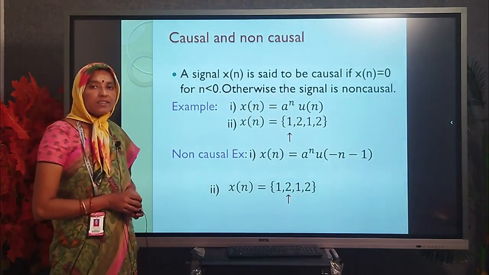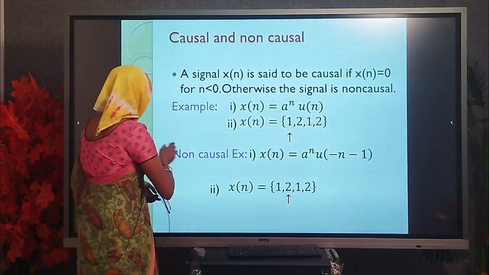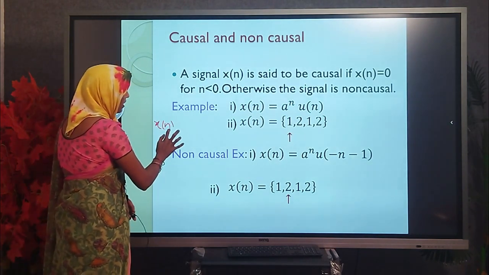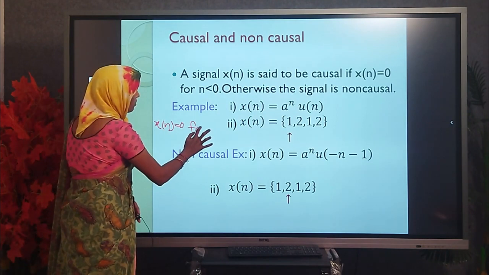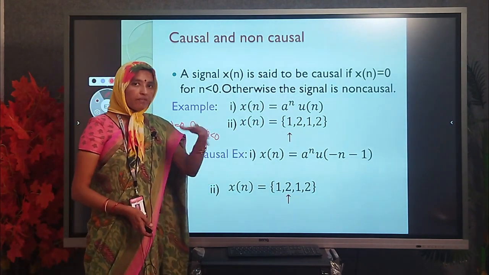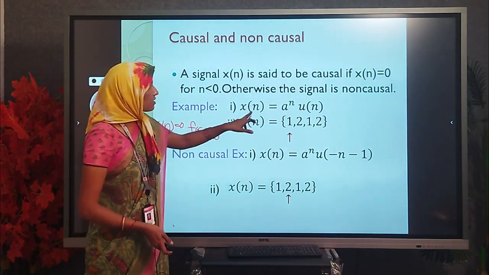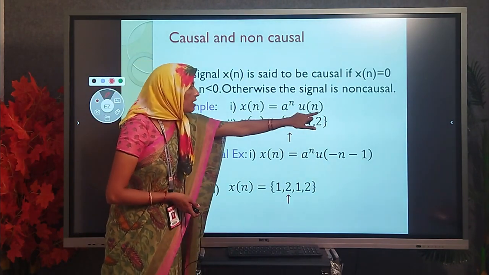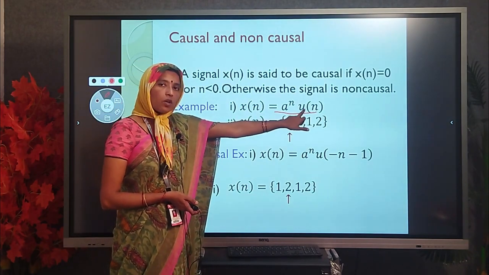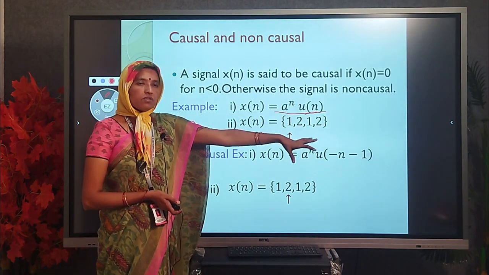And what is meant by a causal signal? A signal x of n is said to be causal if x of n equal to 0 for n less than 0. For n less than 0, that is for negative values of n, there is no signal. For positive values of n we have the signal. The best example of a causal signal is x of n equal to a power n into u of n. Since u of n is included, that signal must be causal because u of n exists for positive values of n.